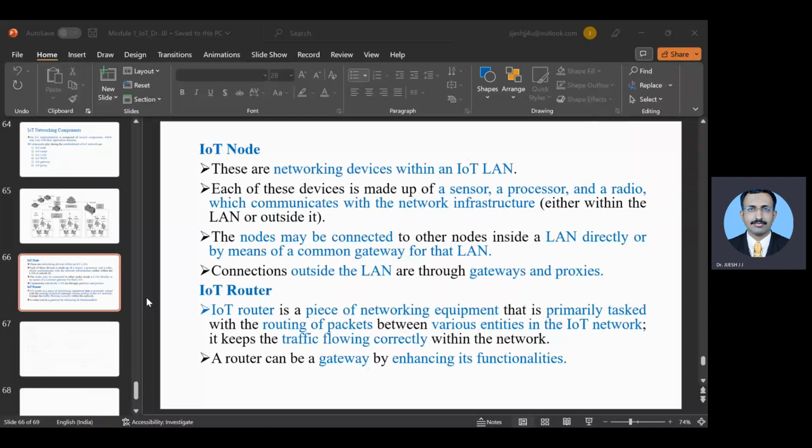It's very delicate, so I cannot give it in your hands. This antenna and all may come out in two or three places. So this is one of the nodes. We call it a node, or your mobile phone you can also call a node. As per your requirement you can use these.